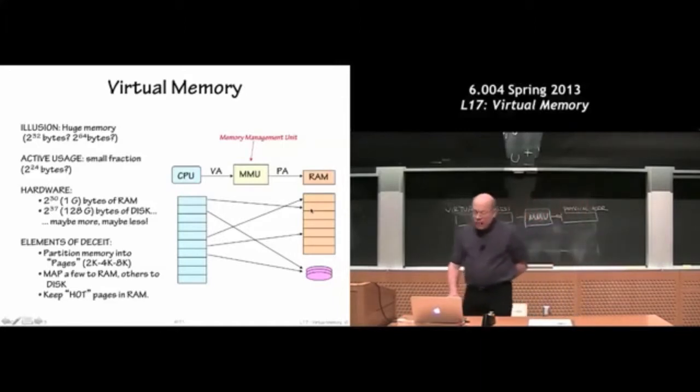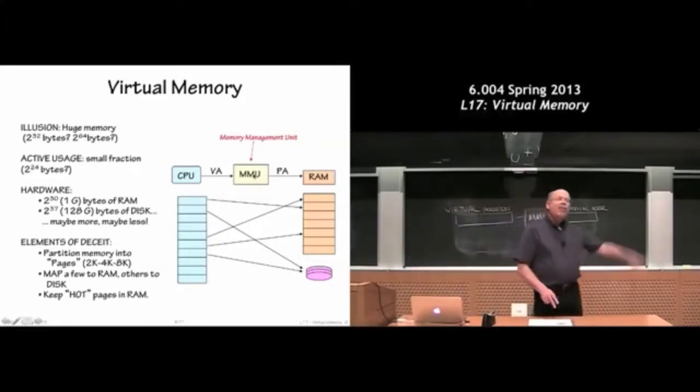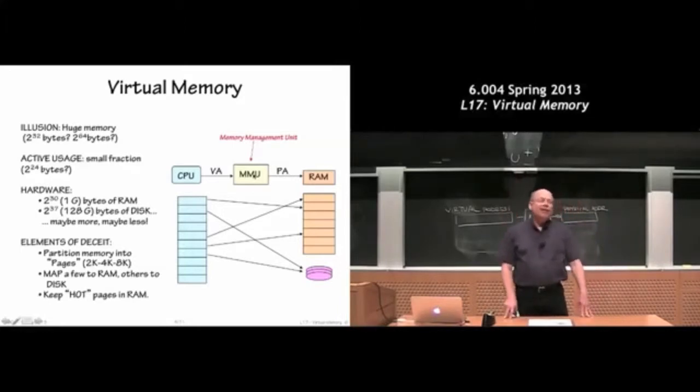Now, we could map each byte. We could build something where you ask for any particular byte, and I'll go look up where it really is in physical memory. That would mean my memory management unit would have to translate any one of 4 billion different addresses into 4 billion physical addresses, or at least tell me that I don't have such a mapping. So it's a big table, a huge table, and that's not going to work very well for us.